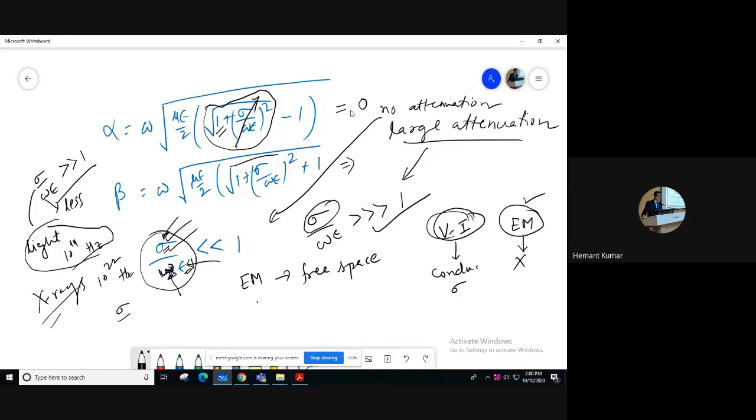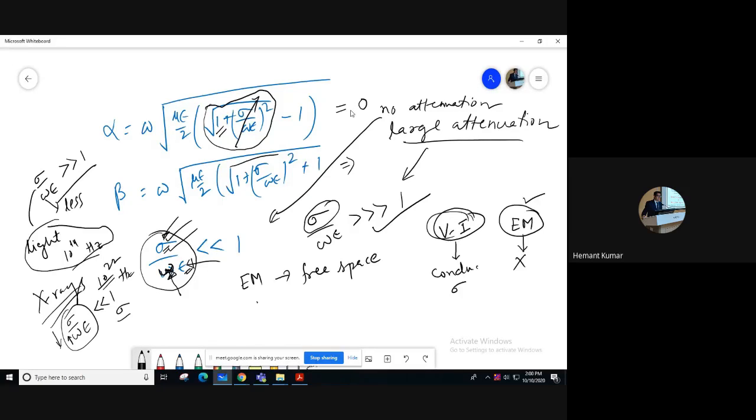But for X-ray, omega is very high. If omega is high, this factor will become less. It becomes less than 1. So the EM wave can propagate, because light and X-ray are nothing but EM waves, electromagnetic waves. So light cannot penetrate through your body, but X-ray can penetrate through your body. So it depends on the sigma upon omega epsilon factor. Basically, for a fixed medium, it depends on the frequency of operation.